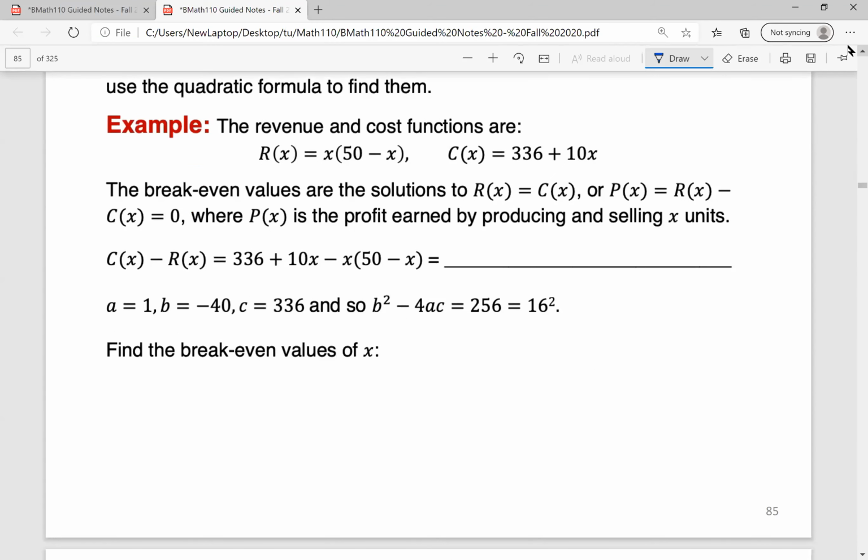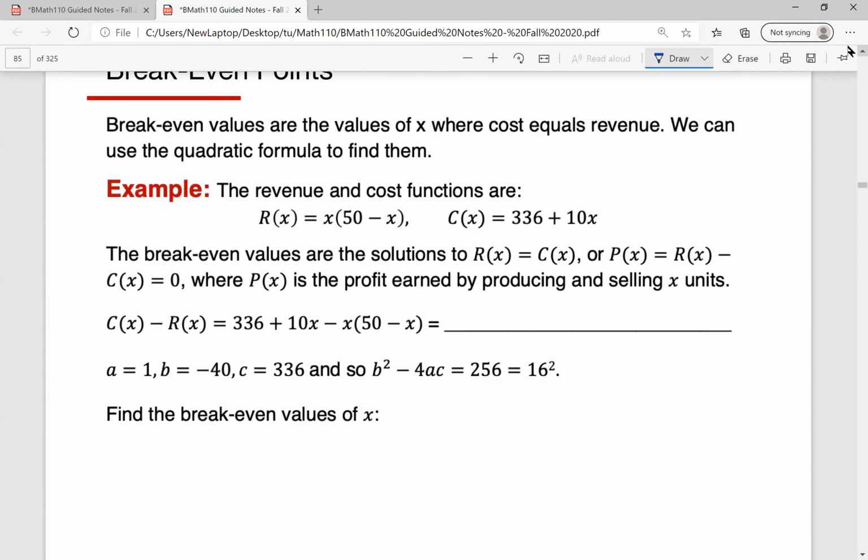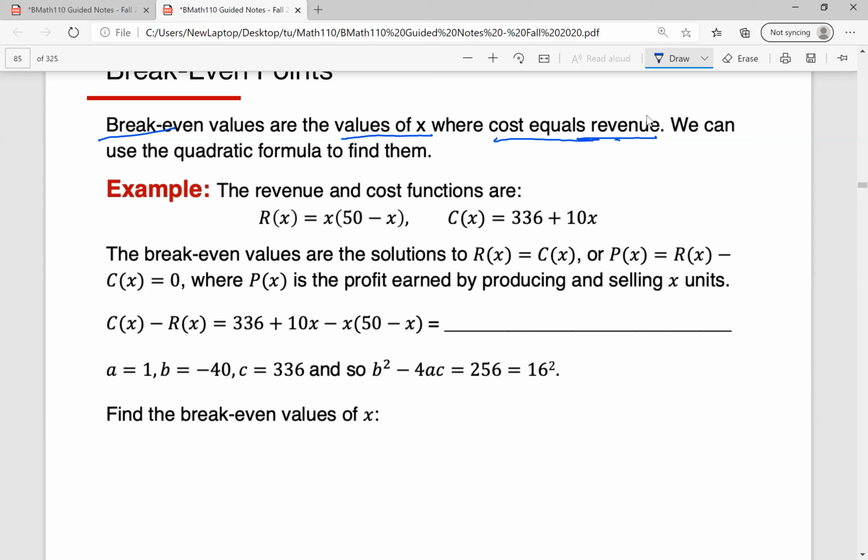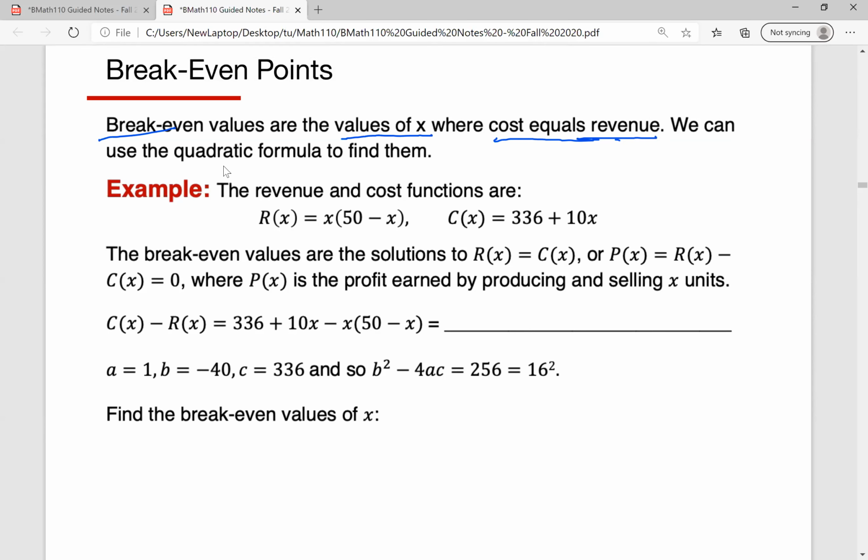So let me go down, and we're going to have the break-even point. So what's the break-even point? The break-even values are the values of x where the cost is equal to the revenue. So in this case, we need to have the equation of the revenue function and the equation of the cost function. So I have the revenue function here, and the cost function is here, and we are talking about the break-even.